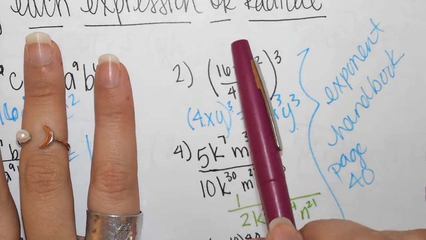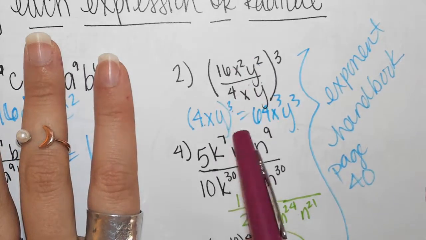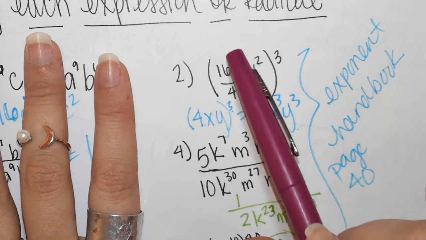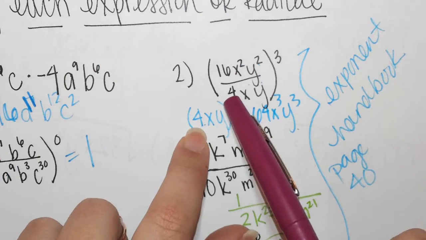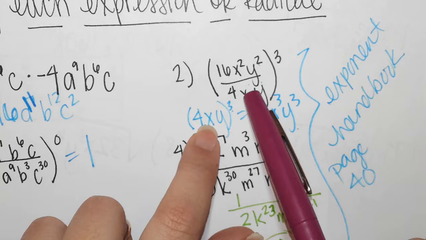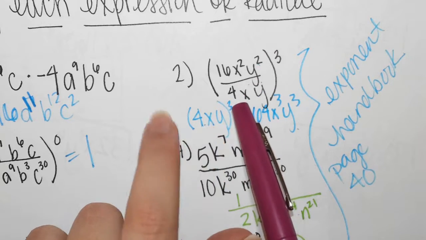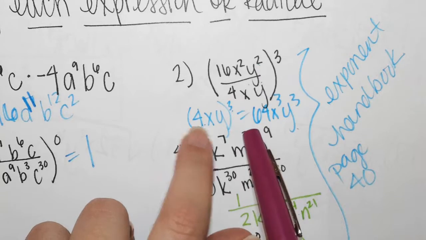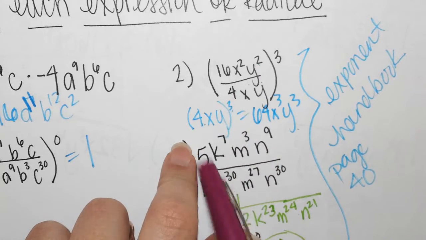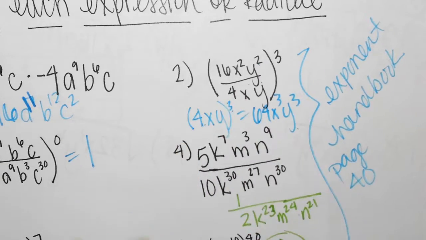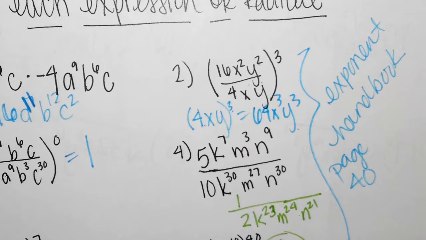Number 2. Okay. So first, divide. And remember, when you divide like bases, you subtract. So you would do 16 divided by 4 and you get 4. 2 minus 1, you get 1. 2 minus 1 and you get 1. But then you have to cube everything. So 4 cubed is 64. When you raise a power to a power, you multiply. 1 times 3, 1 times 3. So it's just like order of operations. Do what's inside the parentheses first.